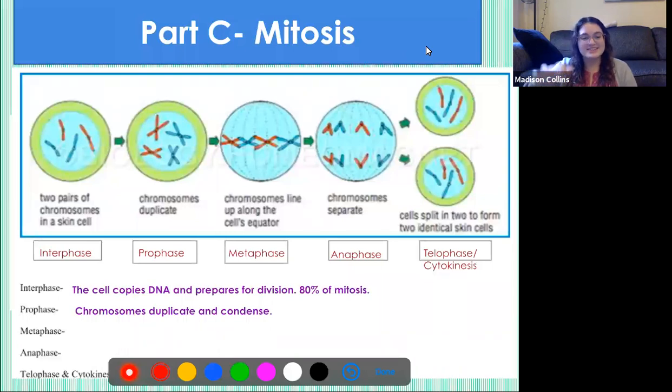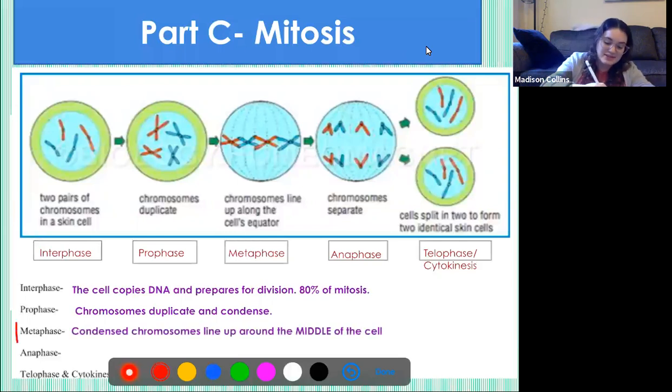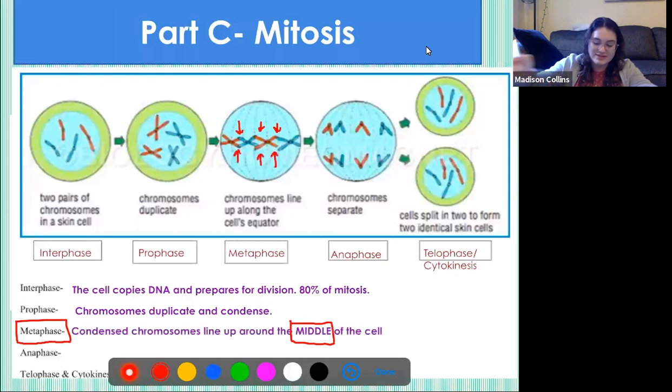So the next stage is pretty easy to remember because conveniently, metaphase starts with the same letter as the middle of the cell. So in metaphase, those condensed chromosomes are going to line up around the middle of the cell. You can see here that they've all moved into the middle in metaphase.